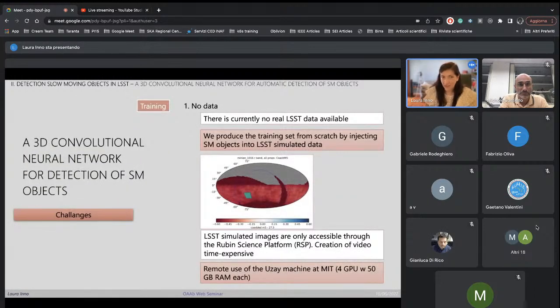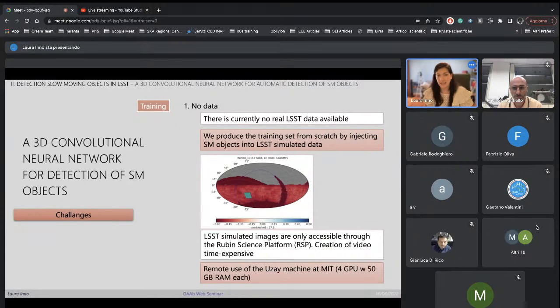So in this case, the challenge of the training is even more complicated because there are no data right now. The survey starts next year. You may know that there are some simulated data called Data Preview 0, which basically populates this part of the sky, which is far away from the ecliptic. But anyway, there are no moving objects there, so it doesn't really matter where it's located, but it's not in a place where you will search for solar system objects anyway. So we have to do everything from scratch.